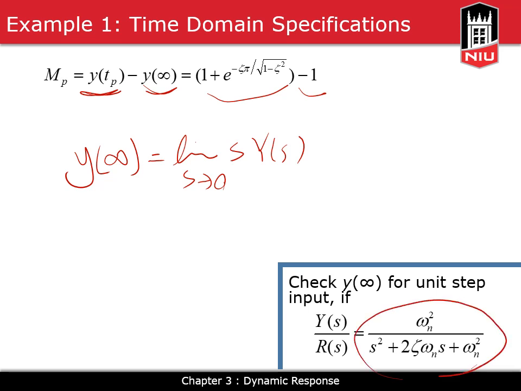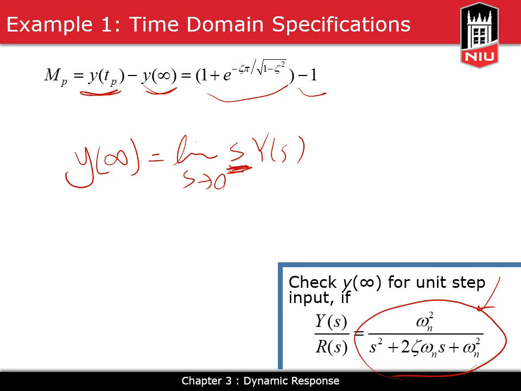This is the transfer function. If we want the output y of s, we just have to multiply that by r of s. So y of s is this transfer function times r of s. R of s, we are assuming that the input is a step, the unit step input. Its Laplace transform is 1 over s. So that's r of s.